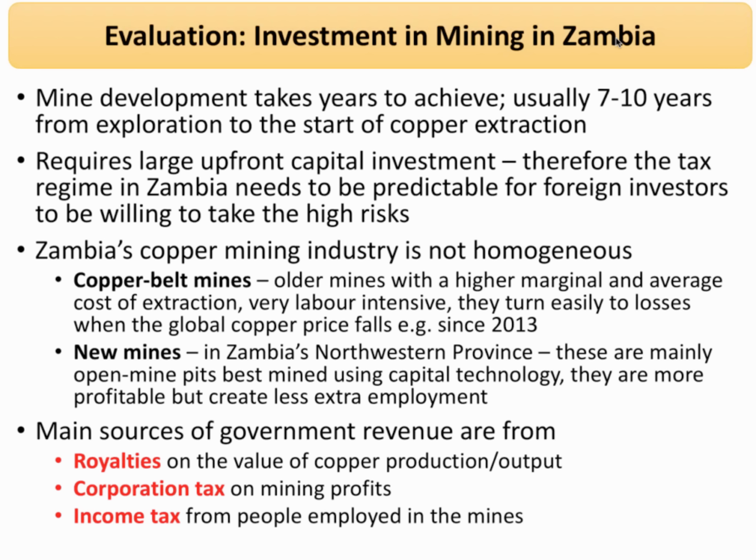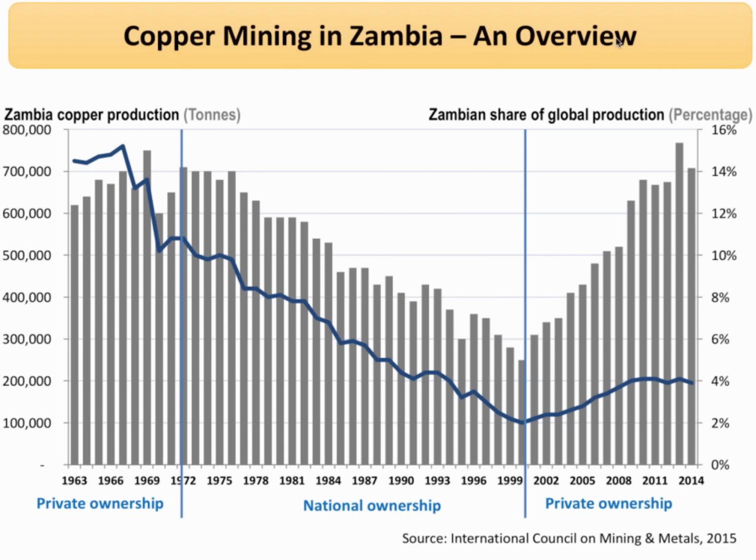How can a government generate the revenue from mining? It can charge a royalty on the value of output. It can charge tax on the profits. And of course, it can charge income tax on the wages of people employed. It's finding the right mix of tax that the Zambian government has found quite hard.